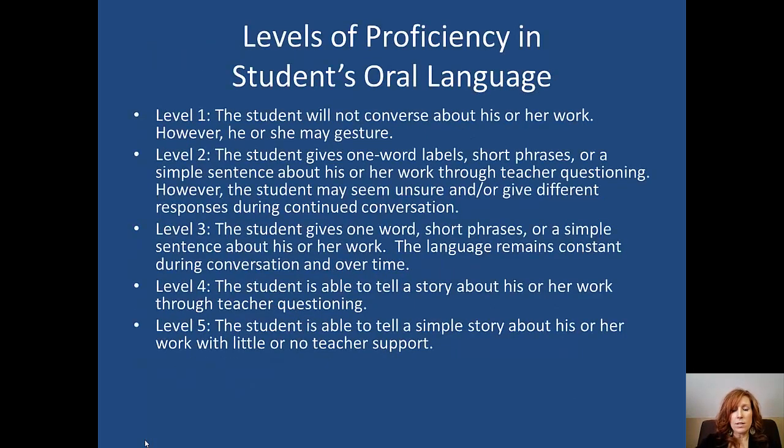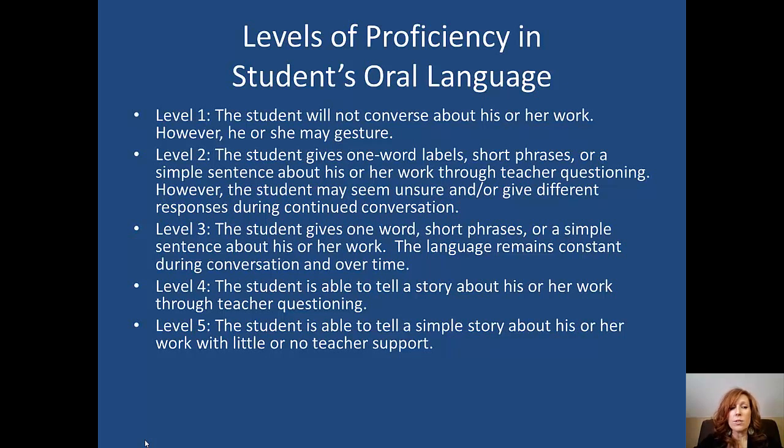Now let's look at students' oral language. A level 1 student may not converse about his or her work. They might just gesture. This could be due to the fact that maybe they are an English language learner, or they might have a language development delay or a cognitive delay.